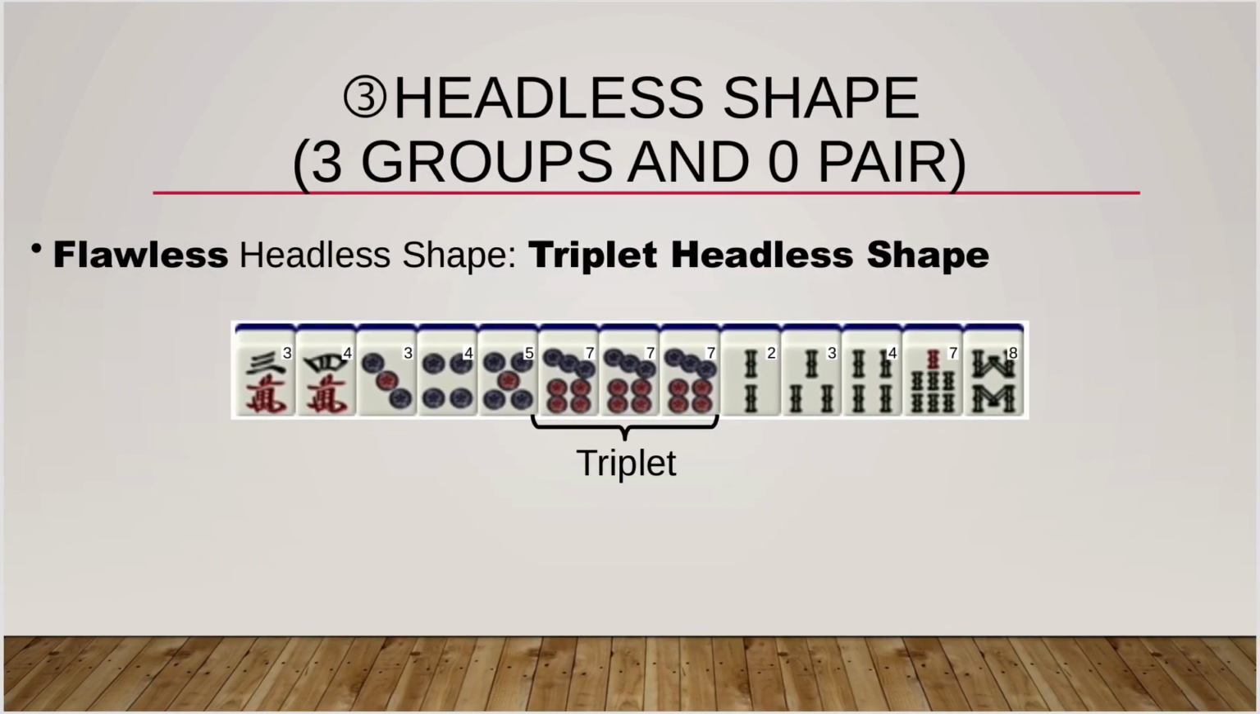However, there exists a flawless headless variation that doesn't have the weakness of becoming a single weight, as I mentioned earlier. Its name is the triplet headless shape. The triplet headless shape, as the name suggests, is a form consisting of 3 groups, containing at least 1 triplet and no pairs. In the triplet headless shape, the distinctive feature is that drawing any tile will result in a good tenpai in many cases.